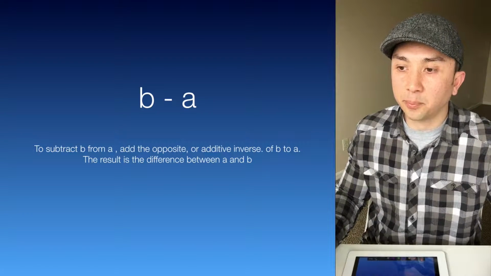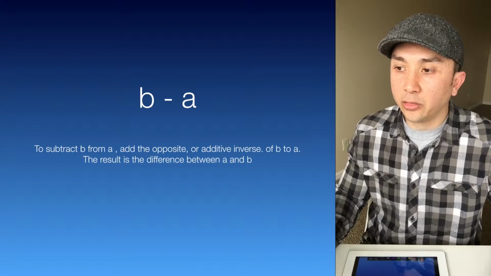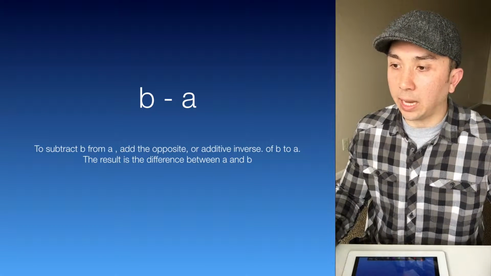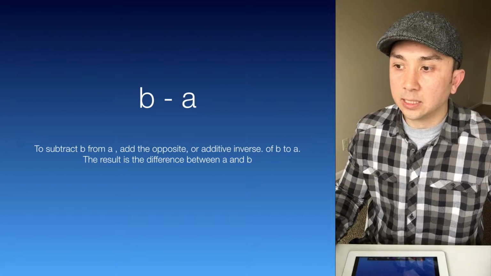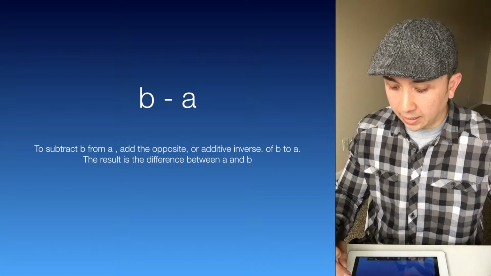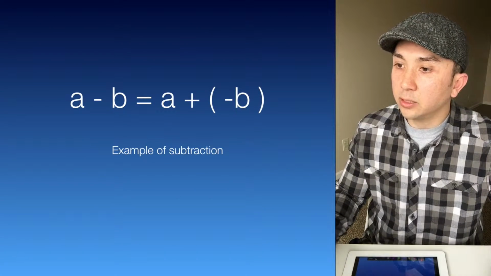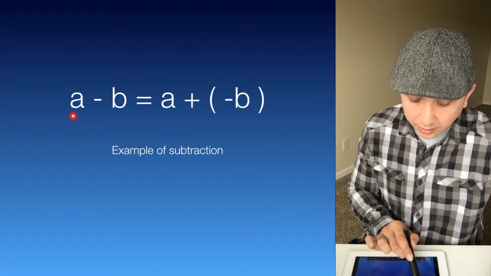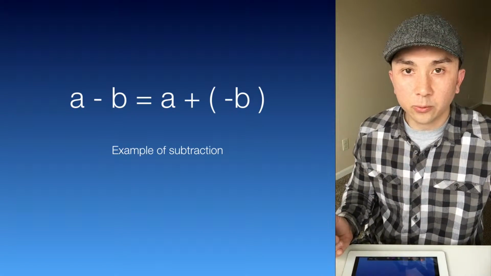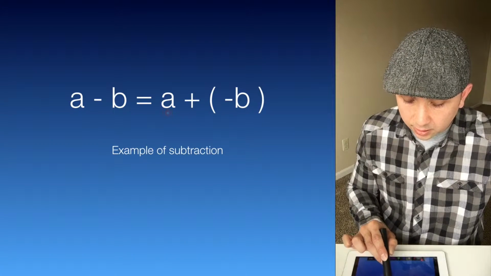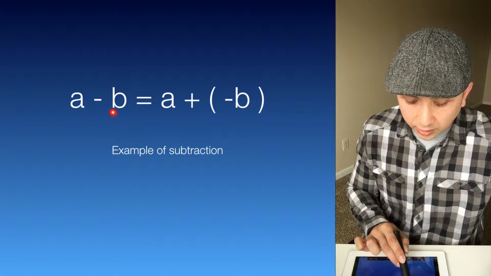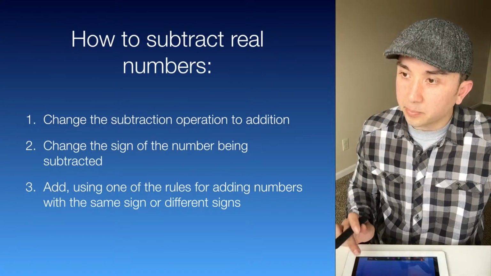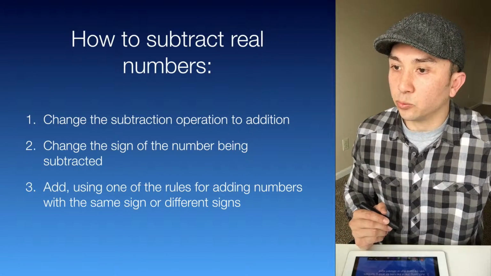So to subtract b from a, we're going to add the opposite or additive inverse of b to a. And the result is the difference between b and a. So here's an example of subtraction. We have a minus b, or we can rewrite this as a plus the additive inverse of b, which is negative b.